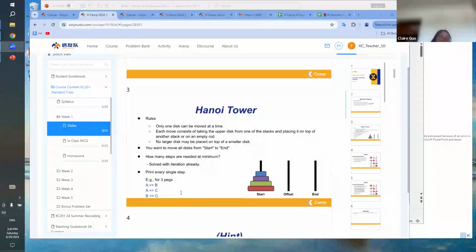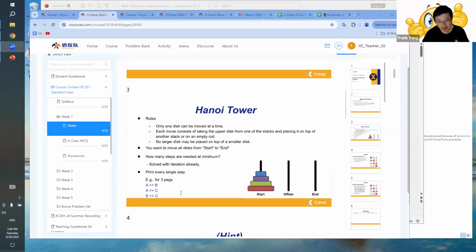Yeah, I think one would be the number of steps you need, and the other one would be listing out all of the steps from start to end. Yes, that's correct. So one problem is that in the Hanoi tower, I move the different size disks from the start to the end. Each time I can only move one, and I can never put a bigger one on top of a smaller one, right? The smaller one is always on top.